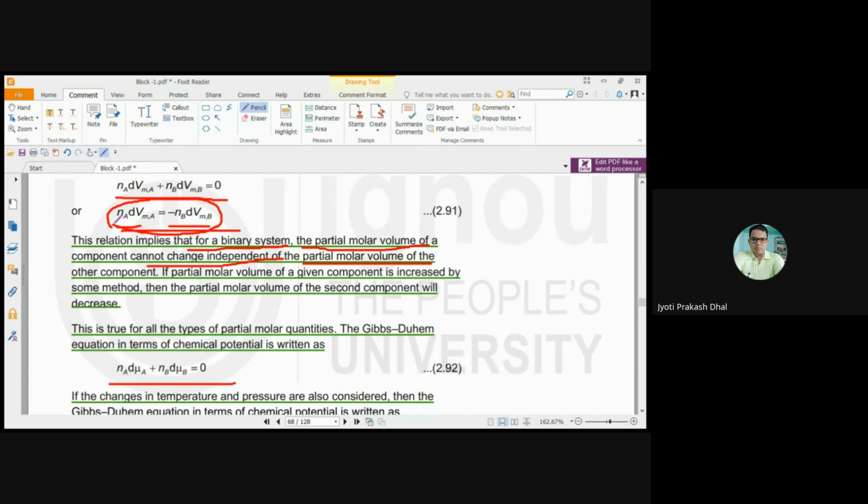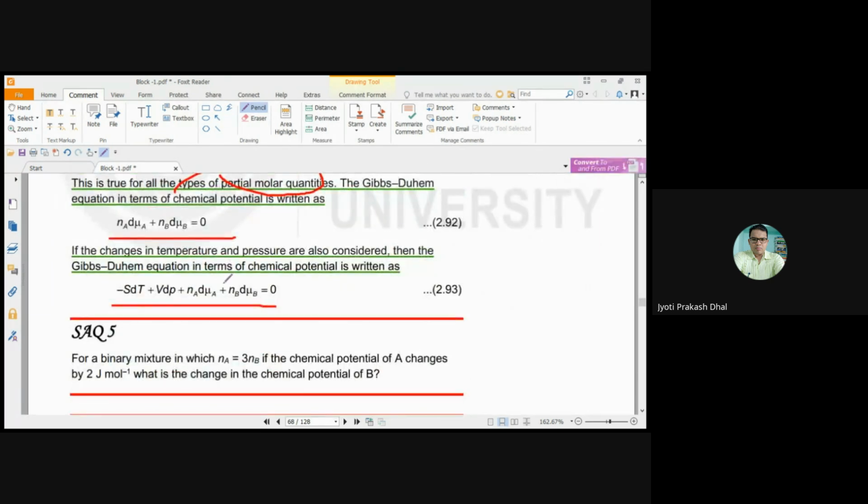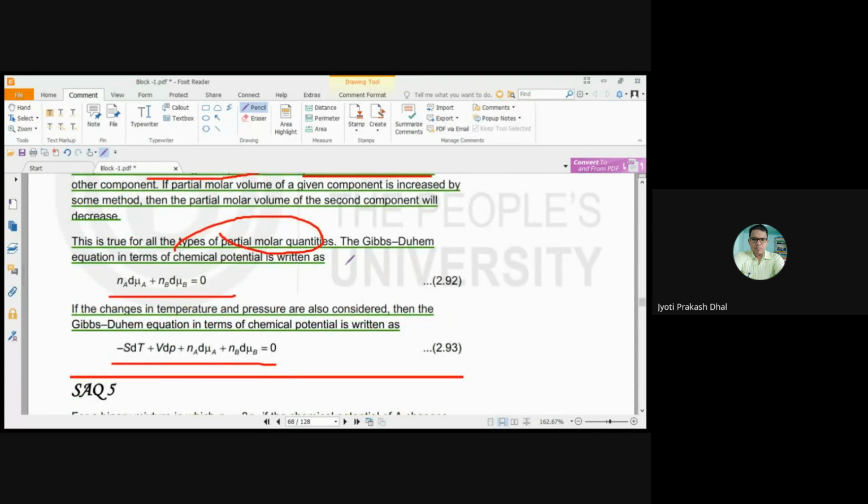So if the partial molar volume of a given component is increased by some method, then the partial molar volume of the second component will be equally decreased. This is true for all types of partial molar quantities, not only for partial molar volume. So this equation is true for all types of partial molar properties, and hence the Gibbs-Duhem equation is valid for all extensive properties.